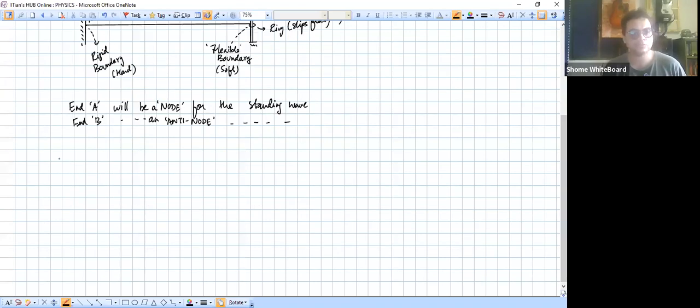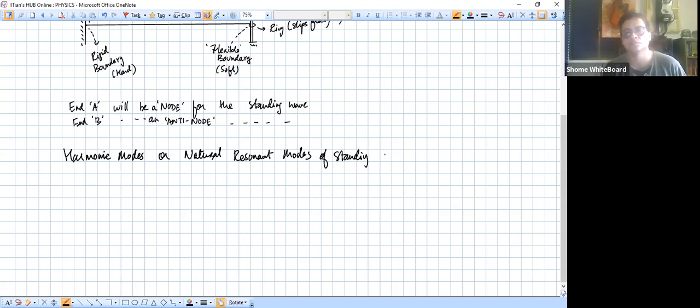So, harmonic modes of vibration, or what we call the natural resonant modes of standing waves. In this case, they will always have to be such that this end A is a node and the other end B is an antinode.